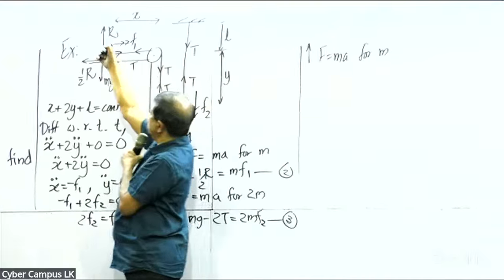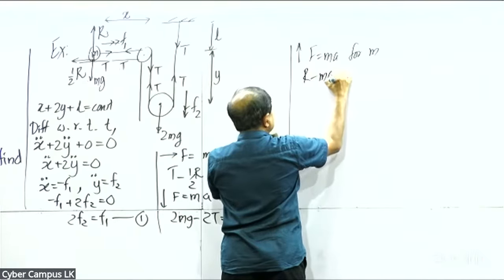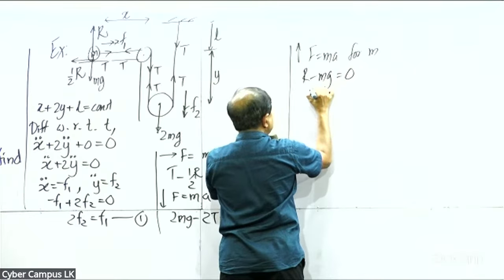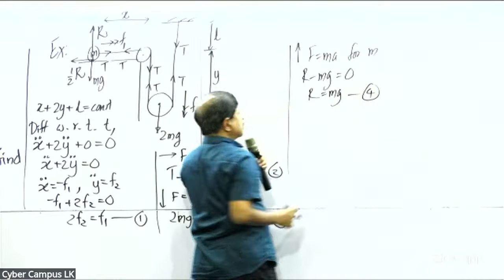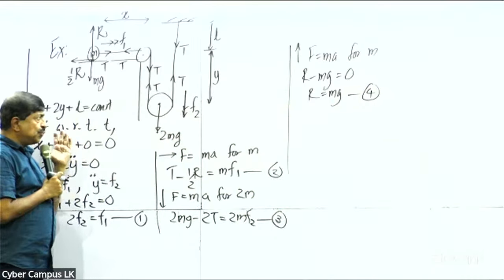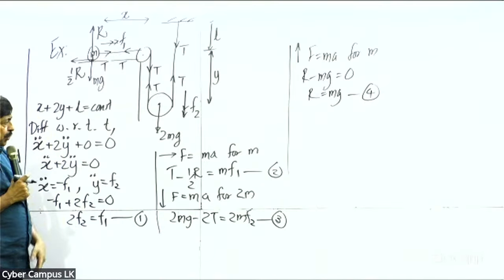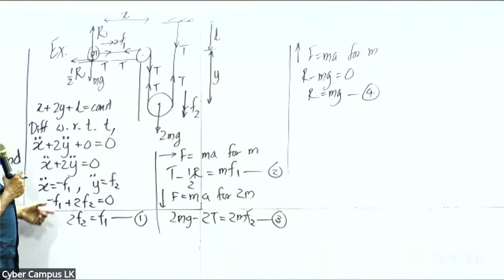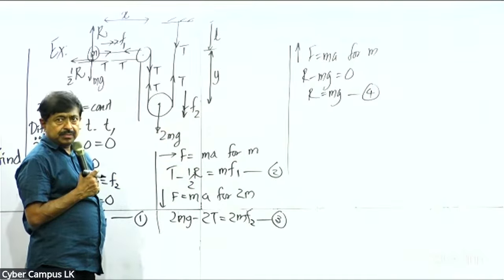So we have R minus mg. Along this side, the acceleration is 0, so R is mg. Now, if you want to find T, using this you can find it. Because how many variables are there? F1, F2, T, and R. R is there, so now you can replace R by that.